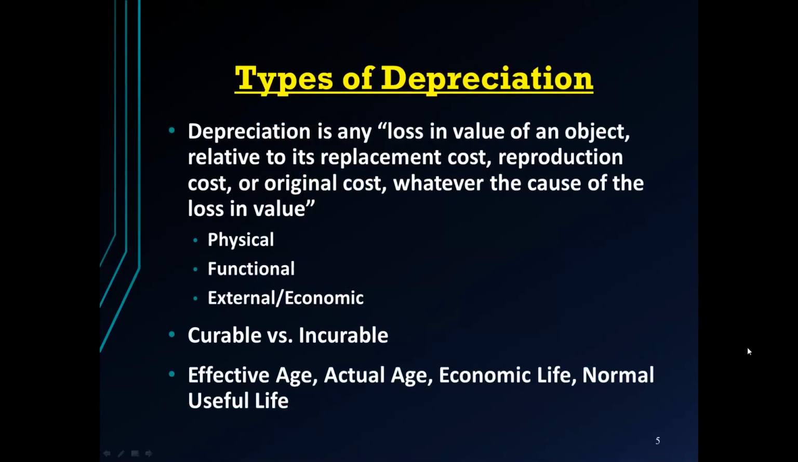So the basic definition of depreciation is a loss in value of an object relative to its replacement cost, reproduction cost, or original cost, whatever the cause of the loss in value. Basically, a loss in value to the property is some form of depreciation. And we break that out into three different kinds of depreciation or obsolescence: physical depreciation or deterioration, functional obsolescence, and then external or economic obsolescence.